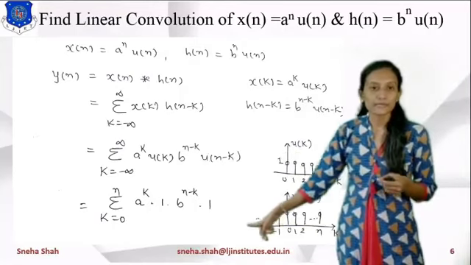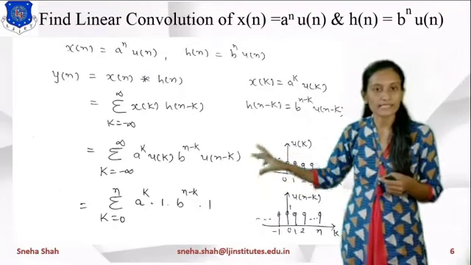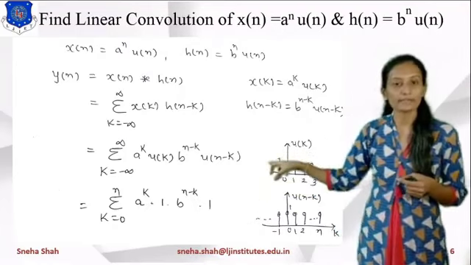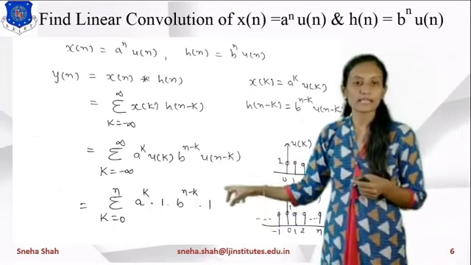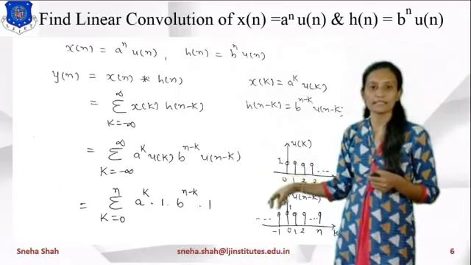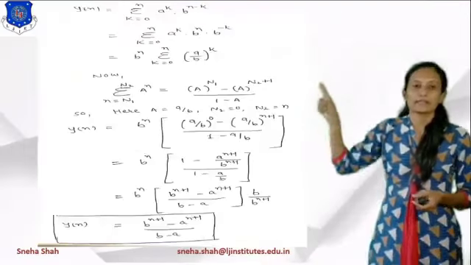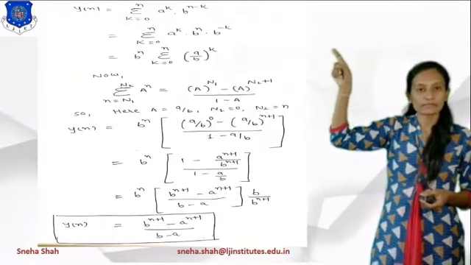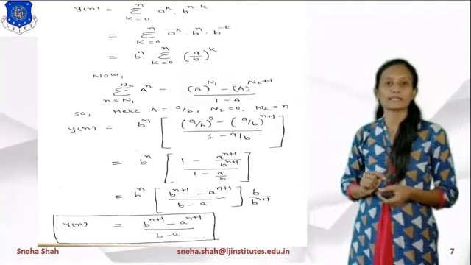So the range will convert to summation k equals 0 to n, and for this range the value of u of k and u of n minus k will be 1. So the term becomes: summation k equals 0 to n, a raised to k into 1, b raised to n minus k into 1. Now if we simplify this last step, the next step will be y of n equals summation k equals 0 to n, a raised to k into b raised to n minus k.